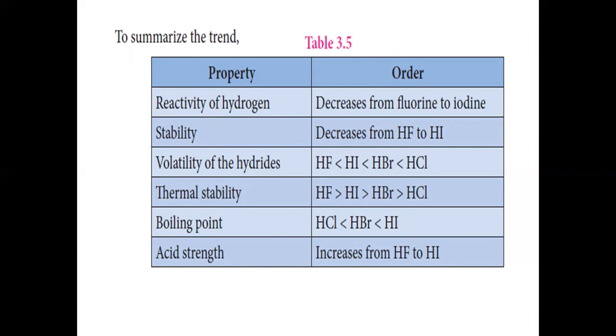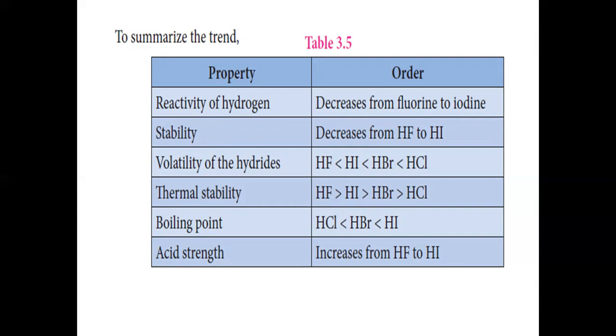Next is thermal stability. Among the hydrogen halides, hydrogen fluoride is the most stable because of its bond length. Next is the boiling point. Among the hydrogen halides, hydrogen fluoride has the highest boiling point because of hydrogen bonding.